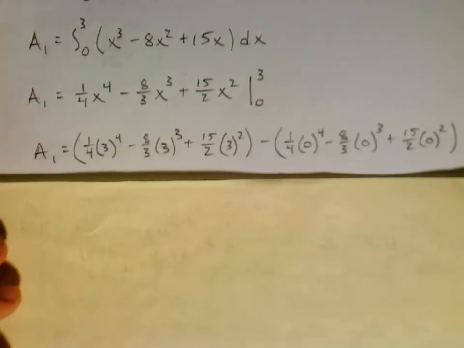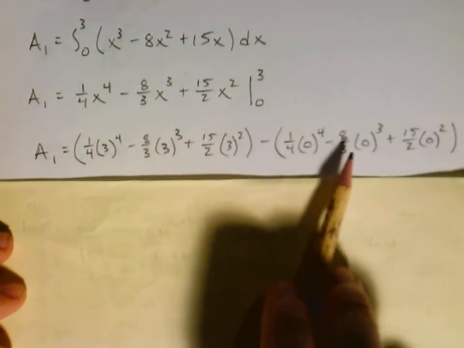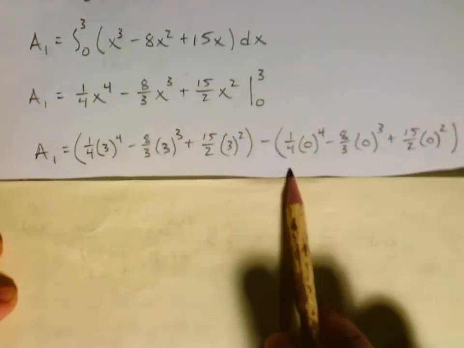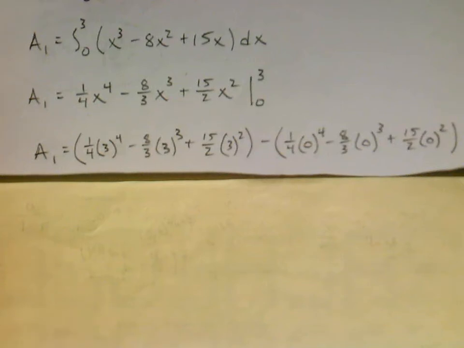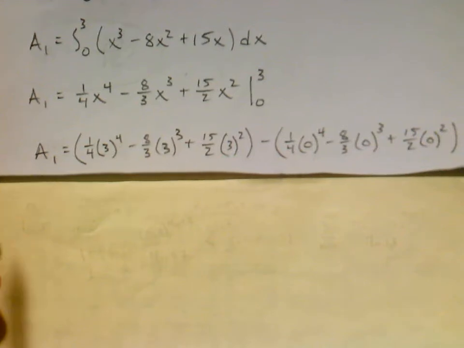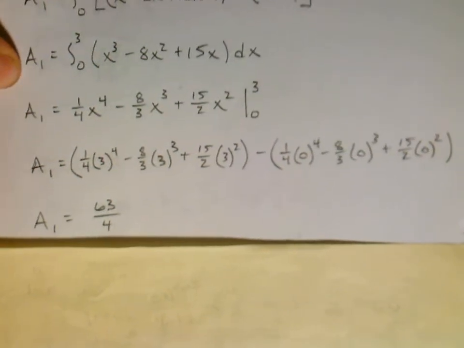Oh man, okay, so plugging in the 3's, subtract, plug in the zeros. Now what's great, that's just all going to be 0. So when you grab your calculator, you just need to do the first half, since you're going to subtract 0. And if you do that, I got 63 over 4 for area 1. Okay, but we're only halfway there. We also need area 2.